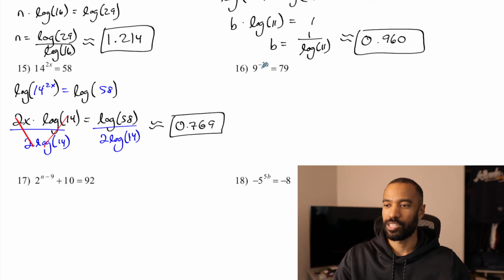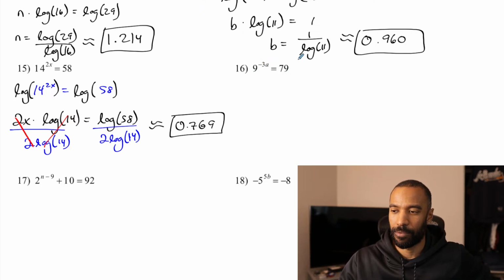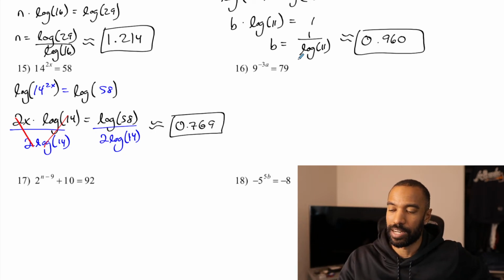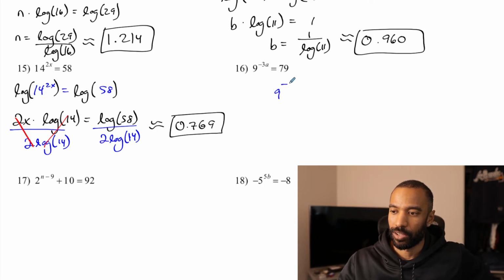Okay, 9 to the negative 3a power equals 79. Let's go ahead and log both sides. I'll go natural log both sides this time. 79. Let's go natural log both sides here. Haven't seen that in a moment.